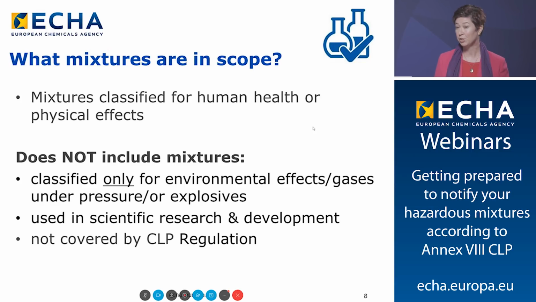So what are the mixtures that are in scope? Well, it is those that are classified for human health or physical effects. It does not include mixtures that are classified only for environmental effects, gases under pressure, or explosives. It also excludes those mixtures that are used in scientific research and development and those not covered by the CLP regulation in general.